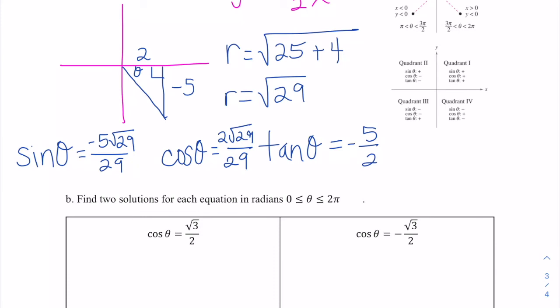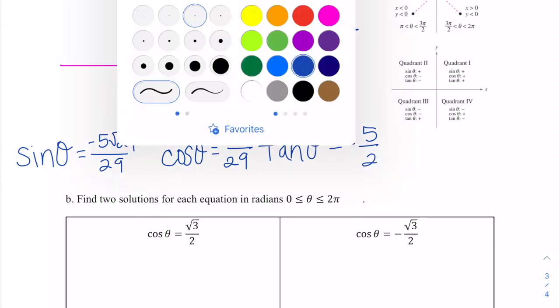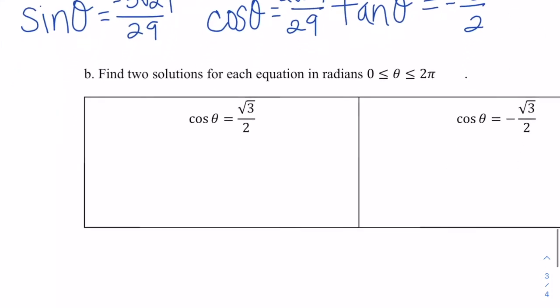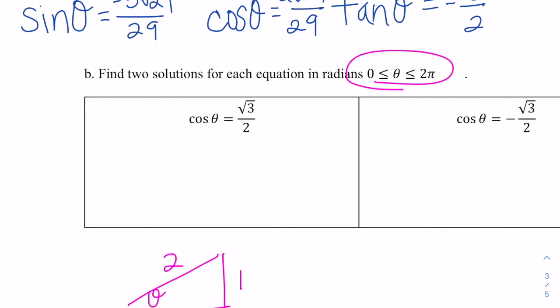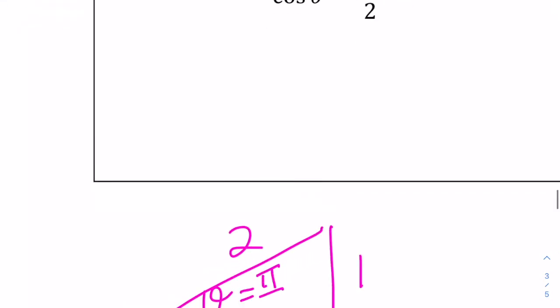All right, for these last two, what we're going to do is draw these triangles. We want to find the rotations that have these ratios of cosine of theta equals root 3 over 2 and negative root 3 over 2. All right, so let's just go back to the basics here. So we know that the cosine is the adjacent over the hypotenuse. And if you could tell right away, that's going to be a 30, 60, 90. But we know that we want to have this in radians. So 30 degrees is pi over 6.